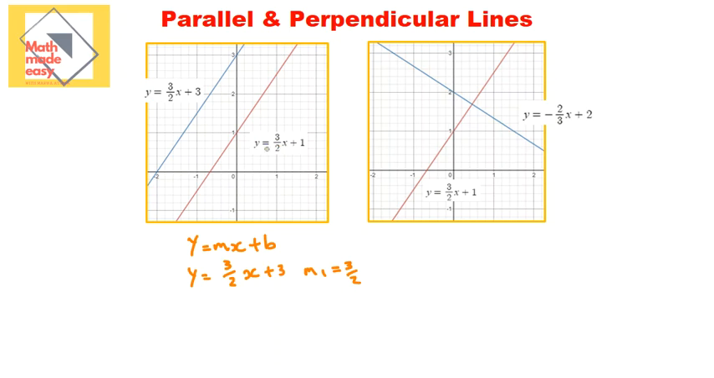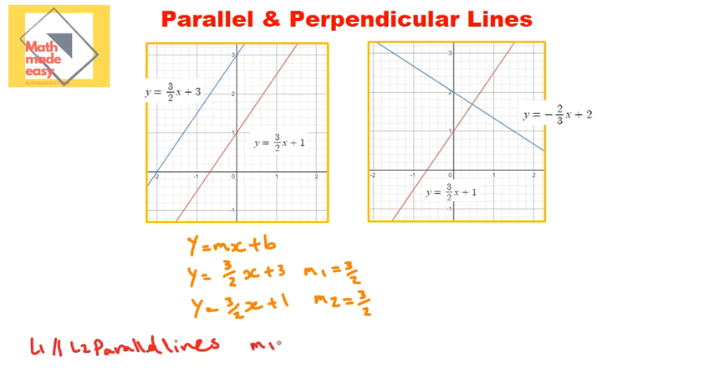Now, our second line, this red line here, has the equation y equals 3 over 2x plus 1. Again, if you look at the second slope, you will find that it's also 3 over 2. So what do we conclude from this? We conclude that, as a rule, parallel lines have the same slope. So if L1 is parallel to L2, then I can tell that m1 is equal to m2, because these two lines are parallel and they have the same slope.